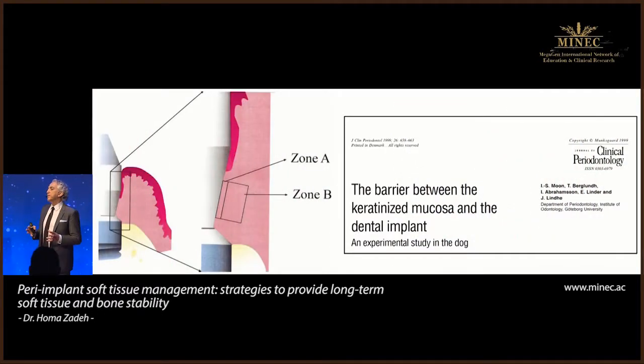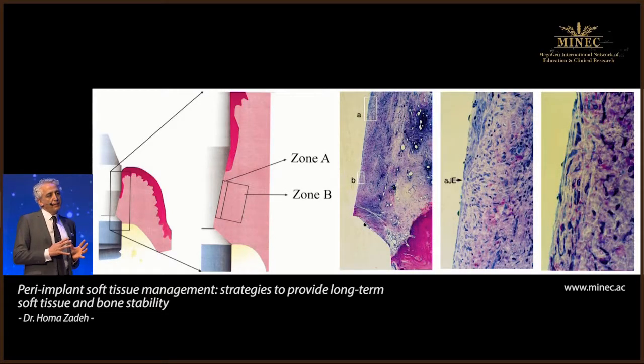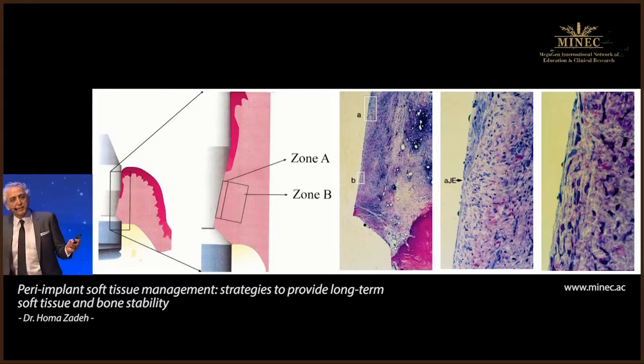So this interface was described very well by Professor Lindhe and Berglundh, where they describe the nature of the attachment of the mucosa to implant. What they define are two zones. The zone that's right adjacent to the implant does not have any fibers. Around teeth, you have these fibers that insert into the root. You don't have anything in the implant for the mucosa to attach to. So what you have are these cells, these fibroblasts, that are just hugging the surface of the implant. That's all you have around the implant.